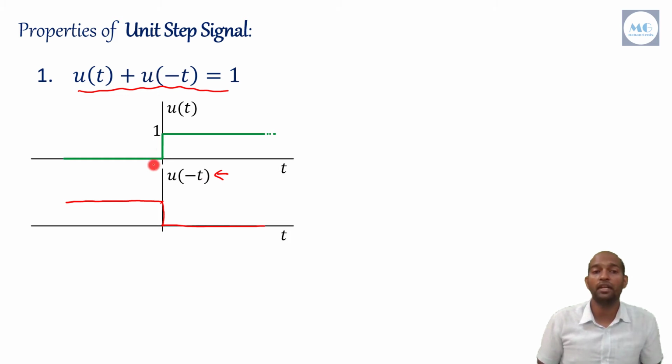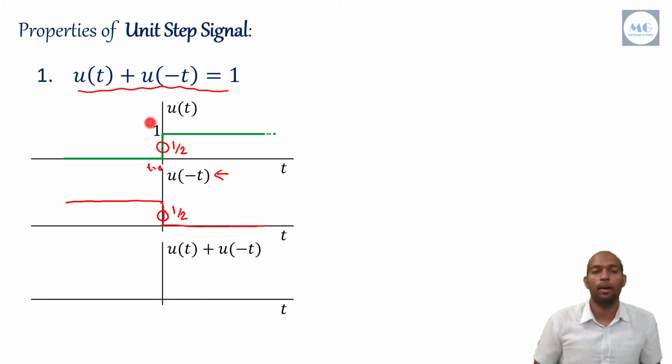And what is the value at t equal to 0? Remember, according to Gibbs phenomenon, its value is 1 by 2, and again for this also its value will be the same, 1 by 2. Now we have to draw u(t) plus u(-t), so we have to add these two signals. For t greater than 0, its value is 1, but the u(-t) value is 0.